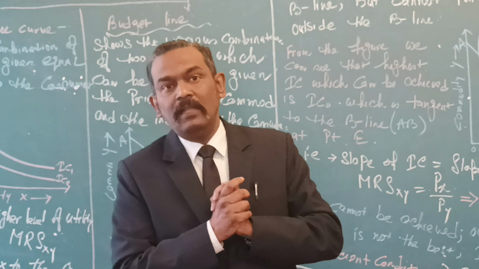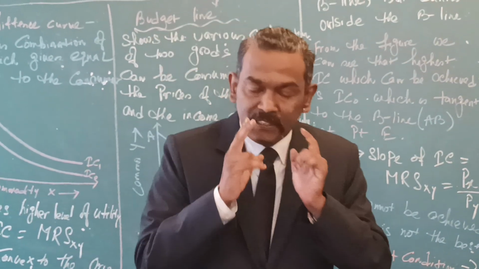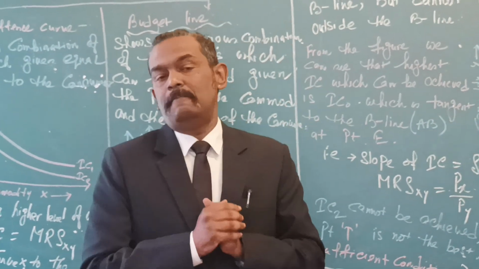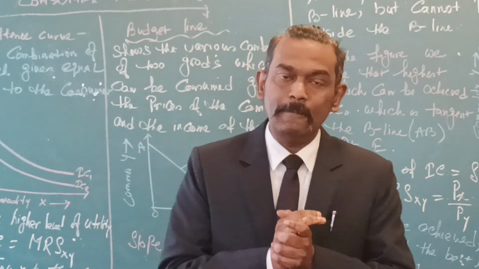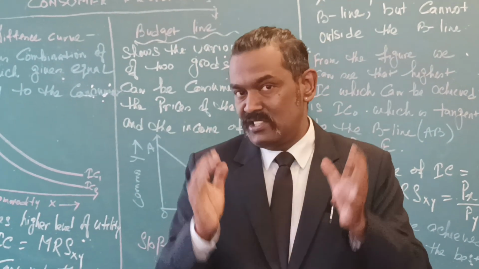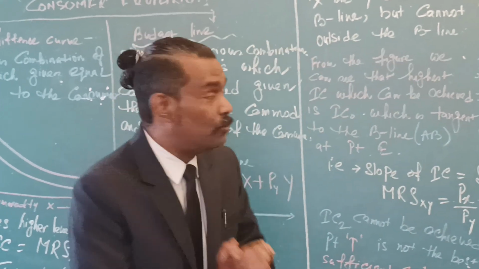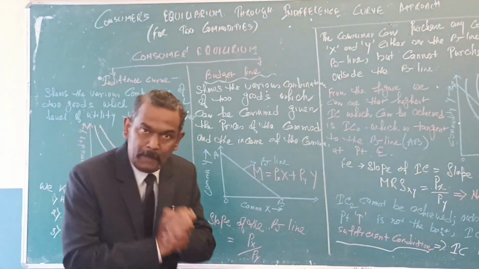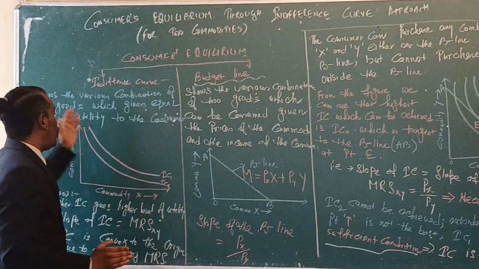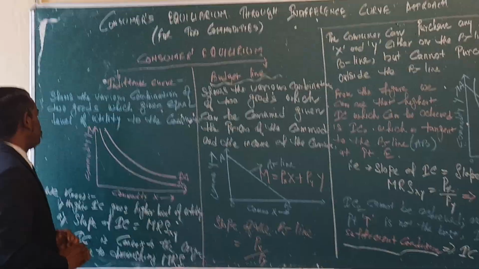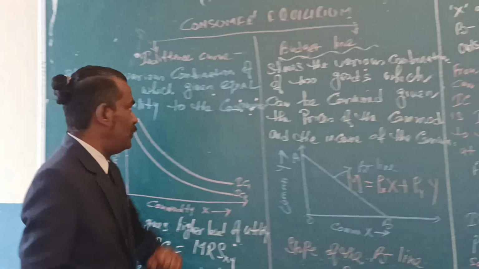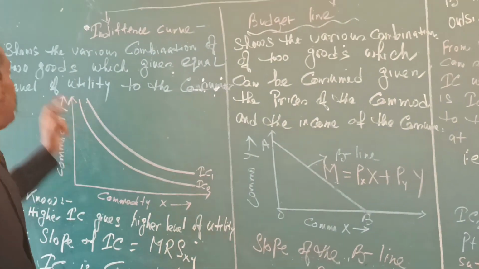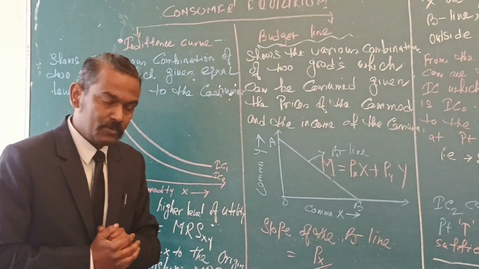So we can say that the consumer's equilibrium depends on two things. One is the indifference curve, the other one is the budget line. Because the indifference curve shows the various combinations of two goods which the consumer can consume, and it gives the equal level of utility to the consumer. I repeat, indifference curve shows the various combinations of two goods which give equal level of utility to the consumer.